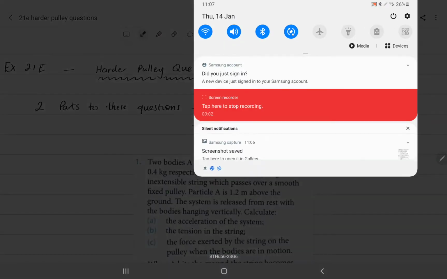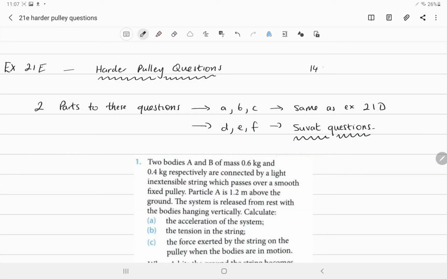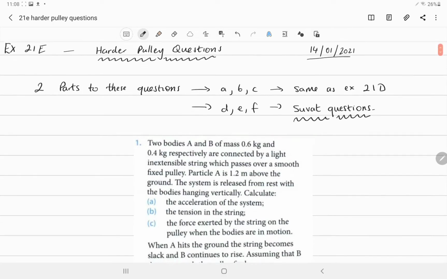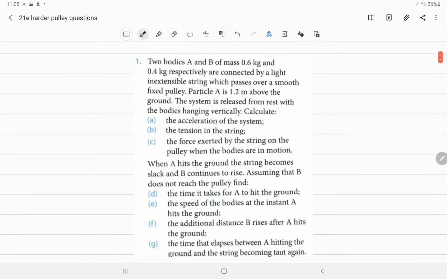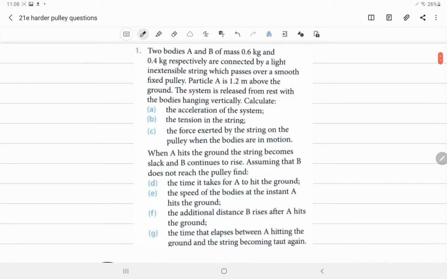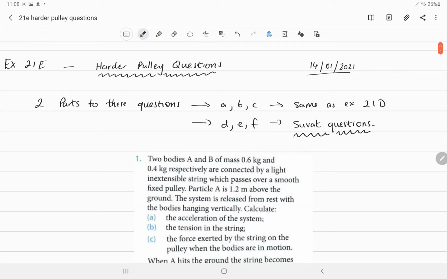Today's lesson on the 14th of January is looking at harder questions that involve pulleys. Now I'm only going to do one example and get you to try two questions, just two questions, because they're quite long and I don't want to give you too much work. So I'll give you a quick run through for question 1 of the textbook exercise, and then you can do questions 2 and 3. So there's two parts to these questions, exercise 21 in the textbook.